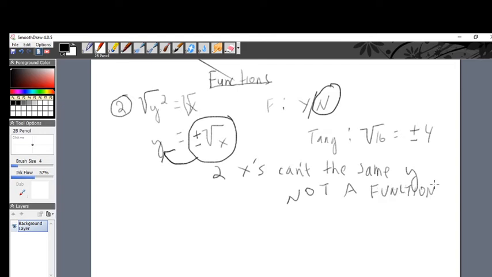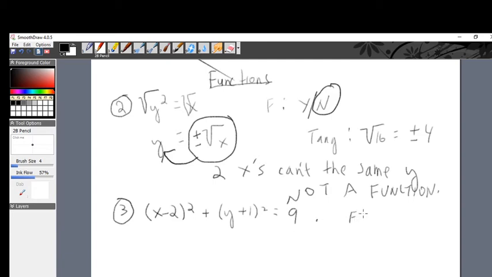Okay, so these are situations where we're using tests to see, are we dealing with a function or are we not dealing with a function? That was the question. Here comes number 3. What if you're staring at something that looks like this? It says x minus 2 squared plus y plus 1 squared equals 9. And is it a function?